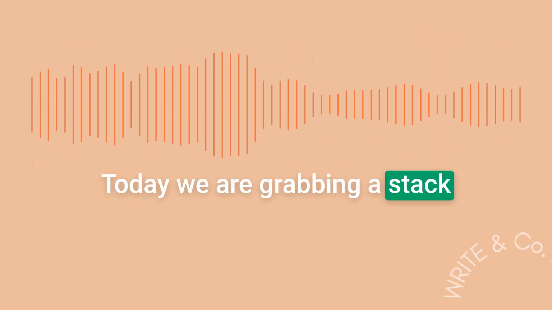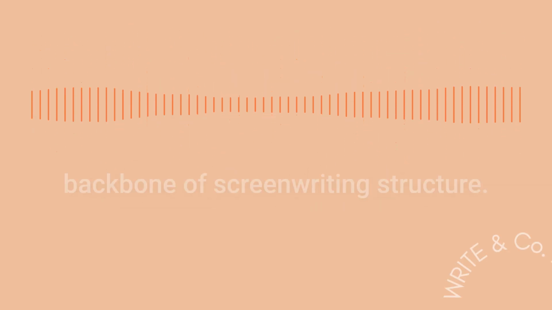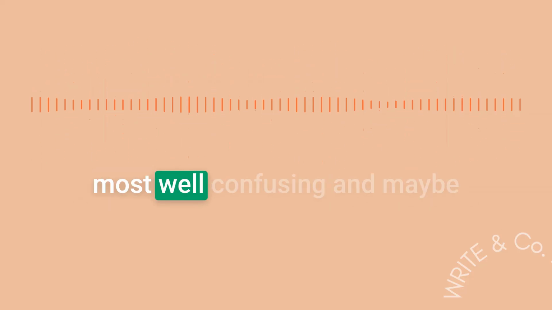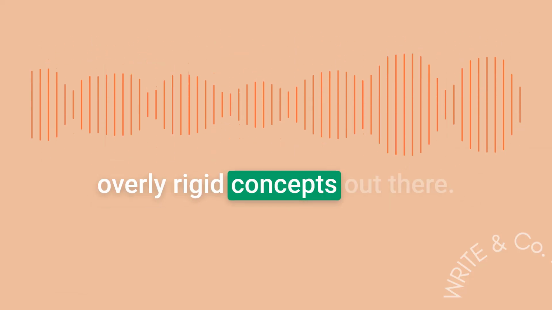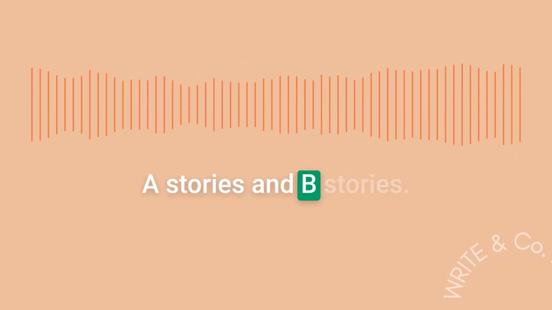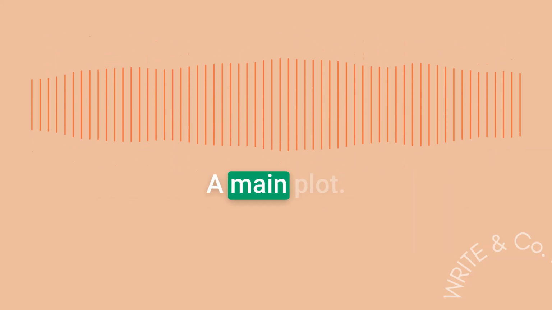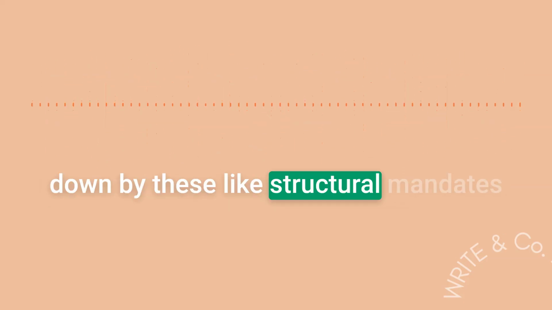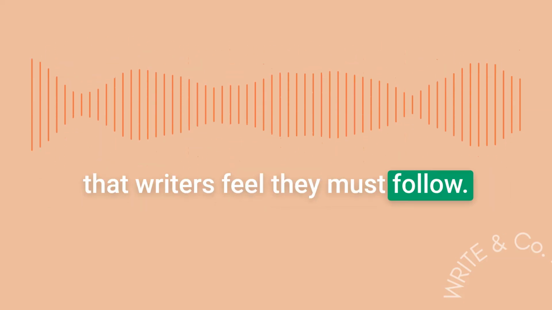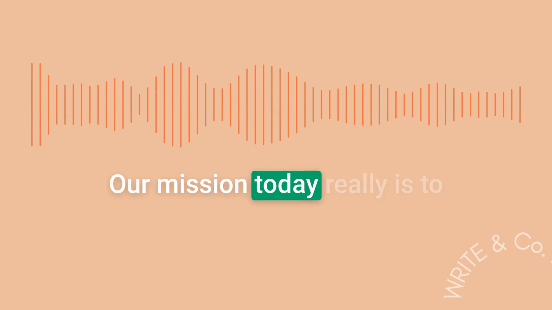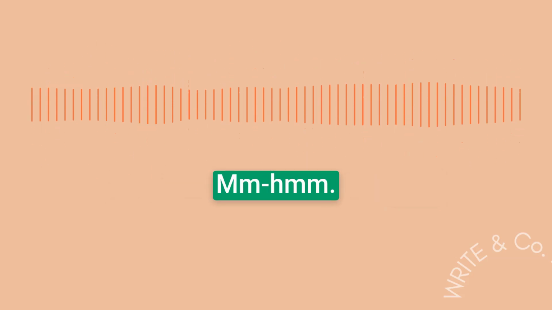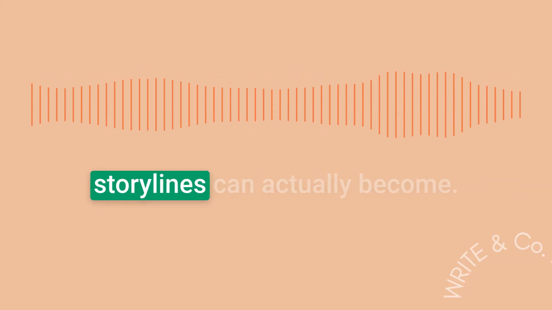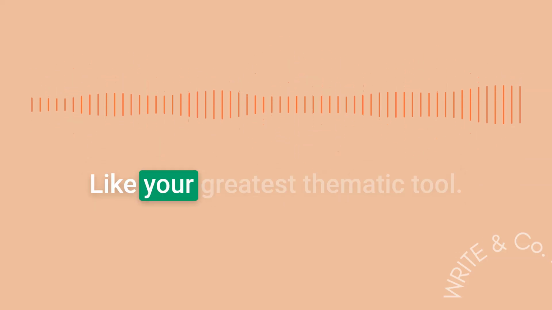Today, we are grabbing a stack of sources that deal with the backbone of screenwriting structure. And we're plunging into one of the most confusing and maybe overly rigid concepts out there: A stories and B stories. It sounds so simple on the surface. Right? Main plot, side plot. Exactly. But this topic is constantly bogged down by these structural mandates that writers feel they must follow. Yeah, these hard rules. Our mission today is to strip away some of that fear, provide total clarity on subplots, and show you exactly how these secondary storylines can become your greatest thematic tool.